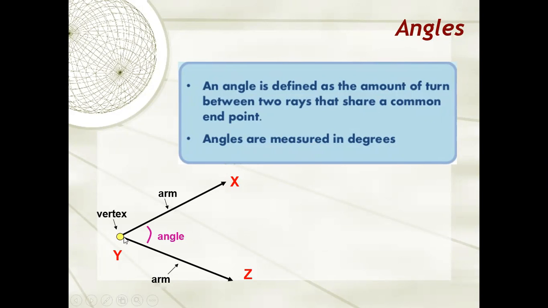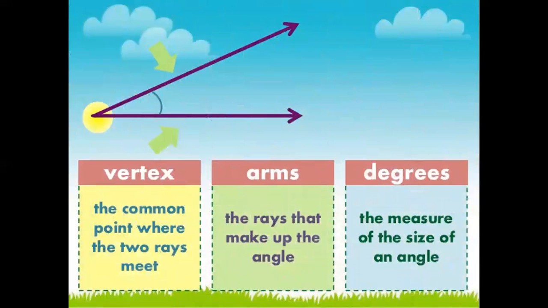Now you can see the first ray and the second ray. These rays are known as the arms. The endpoint, the meeting point of both rays, is known as the vertex, and the turn between the two arms or two rays is known as the angle. Here we discuss the vertex, arms and degrees.